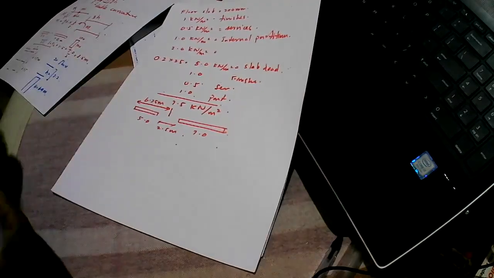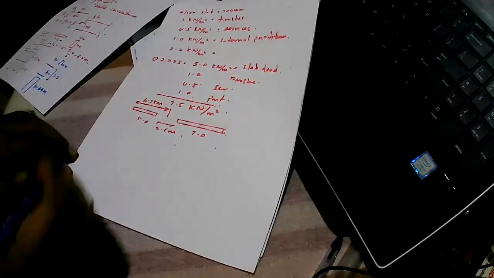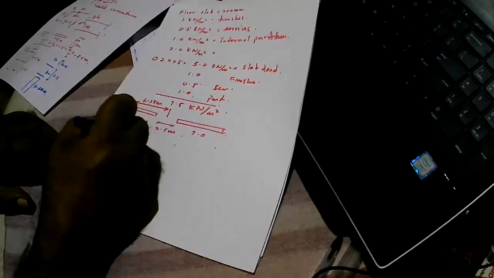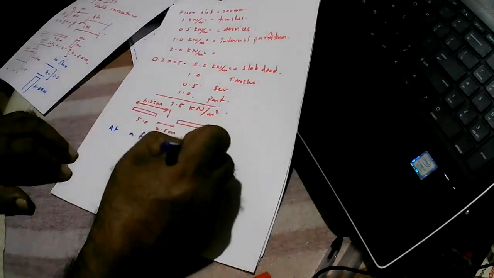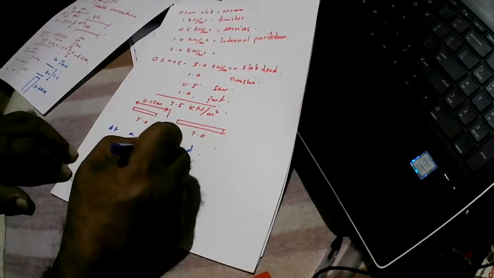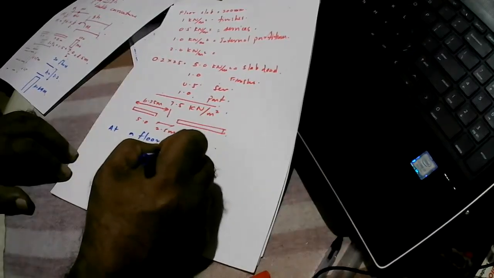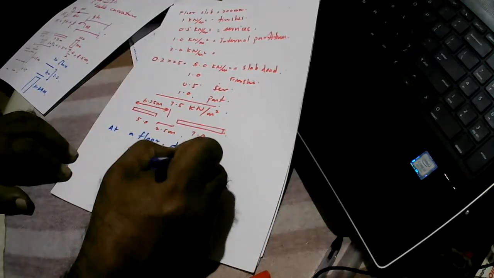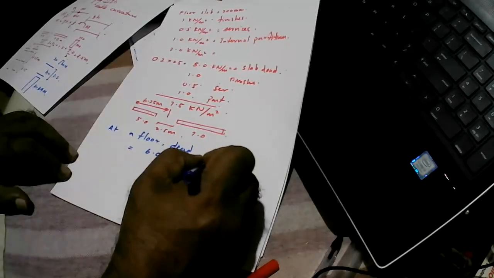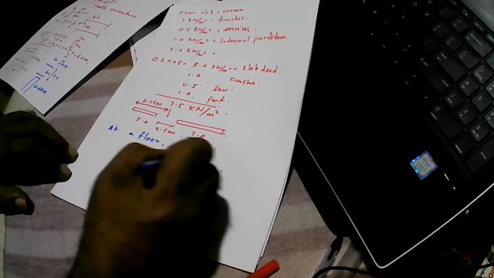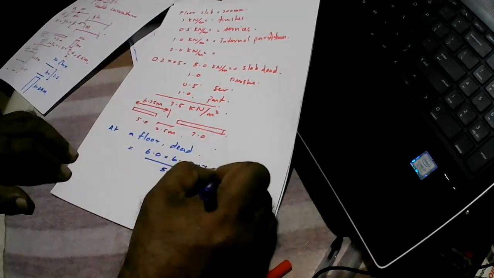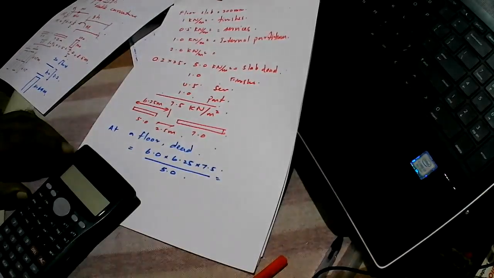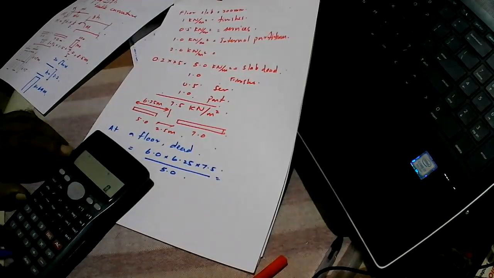So we can say the total load transferred onto the wall at each floor level, at a floor, dead, is equal to 6.0 multiplied by 6.25 multiplied by 7.5 divided by 5, and that will give us the load acting on the wall.